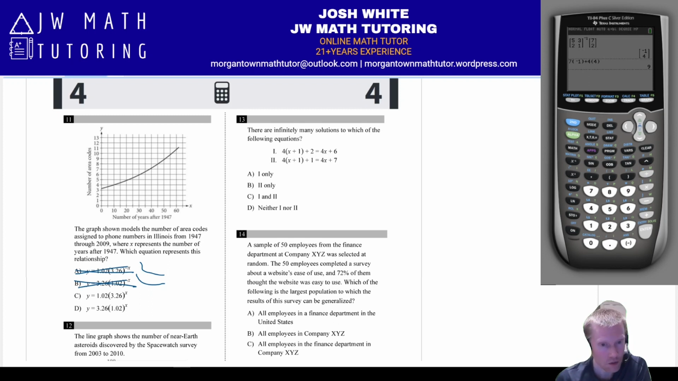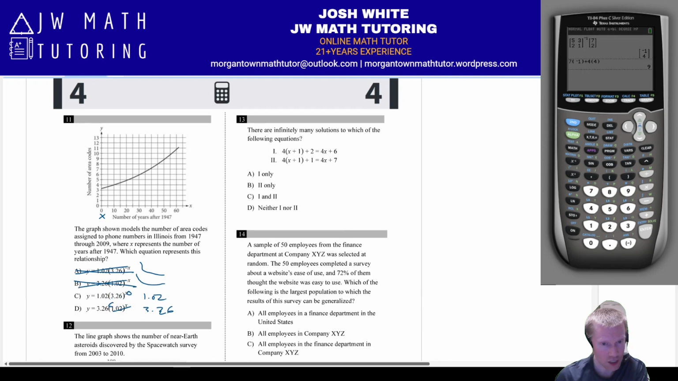So the easiest way that I would do this one is I would notice that when x is 0, the y-intercept is something between 3 and 4. So when you plug in 0 for x to both of these, notice that the number in the parentheses raised to 0 would just be 1. And so for C, you would get 1.02 times 1, 1.02. For D, you would get 3.26 times 1, which is 3.26. Therefore, it has to be D.